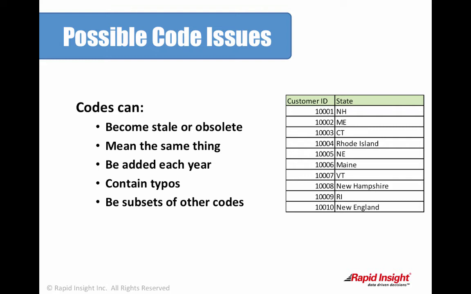Codes can also be subsets of other codes. So again, if we look at the example on the right, the value at the very bottom is New England, which maybe doesn't fit with the states that we see above it. So those states might be subsets of the New England code, but it's something that we'll want to be aware of. We might want to create a new variable, maybe that represents region instead of state. But in any case, we'll want to make sure that the values within each column are uniform.